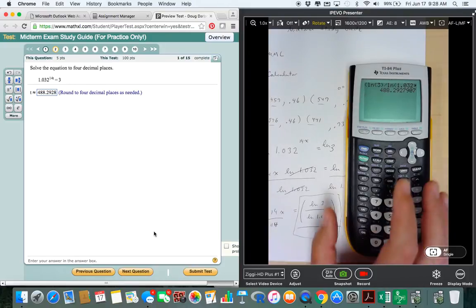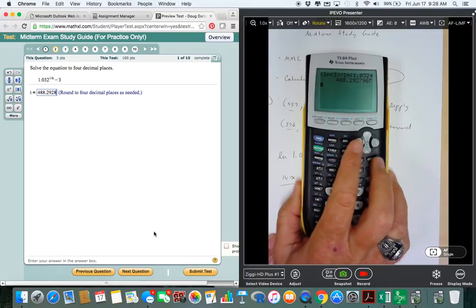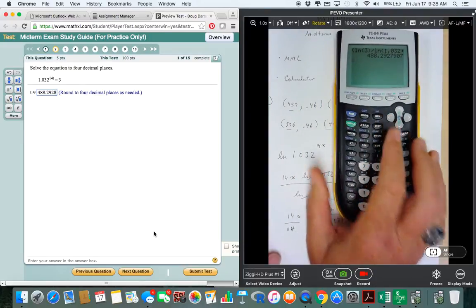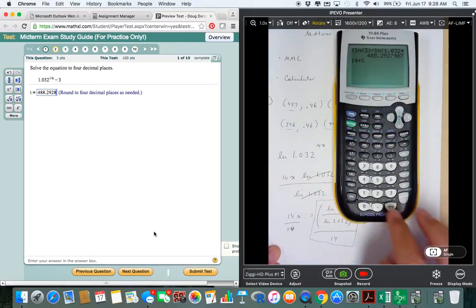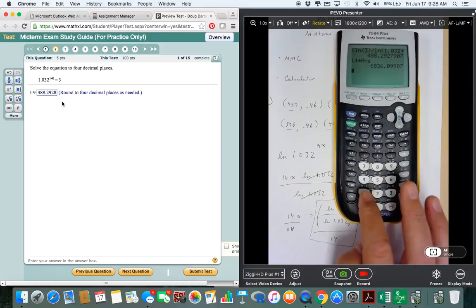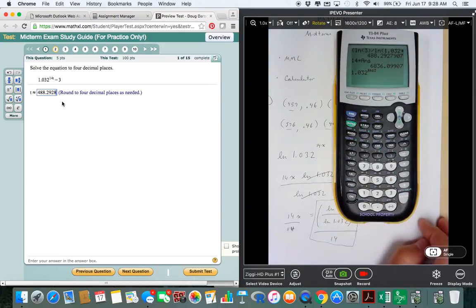Now, what I would do if I were you, if I were taking a test and the stakes were high, I would test that out. First of all, I would go 14 times that answer. So I'm starting up here in the denominator, okay? Now I want to know if 1.032 raised to that answer gives me what I need, which is 3. And it doesn't. So what did we do wrong?